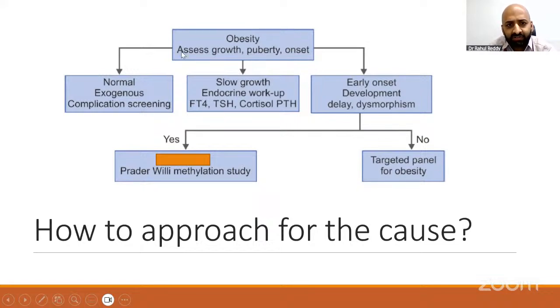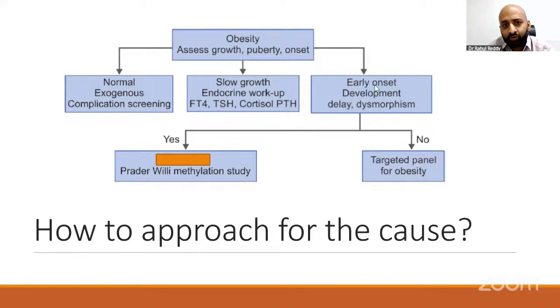So based on these three things, if we find that the growth is normal, the puberty is normal, the onset is also long-standing, it could be likely exogenous obesity, and these children should undergo complication screening, which is most important, to screen them for disorders or diseases which can occur due to the obesity. If the growth is slow, if the height is less, the weight is more, then it points more towards an endocrine workup being needed, looking at the thyroid functions, looking at the cortisol levels, and looking at the parathyroid hormone levels, because the pseudo hypoparathyroidism can also cause these children to be obese and also short.